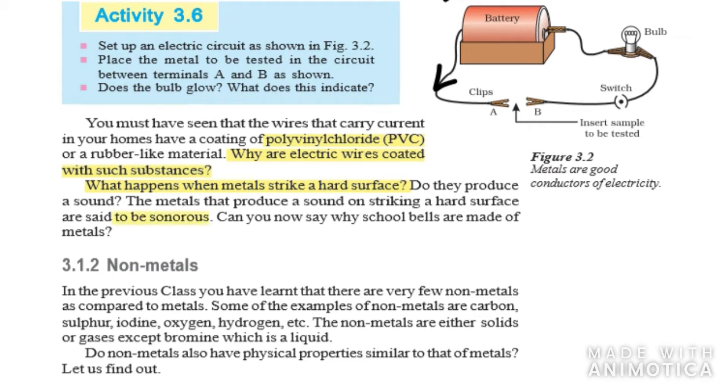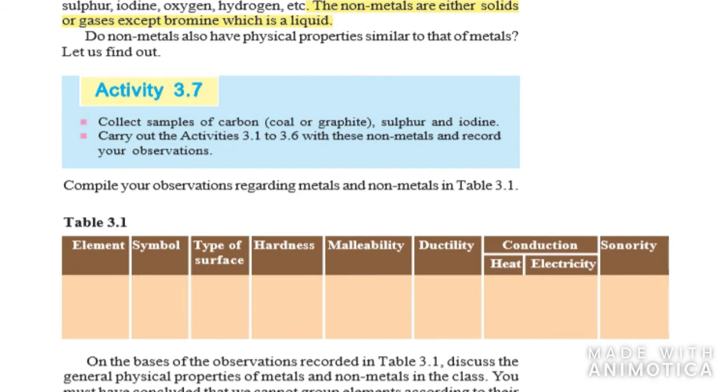So metals that produce a sound on striking a hard surface are said to be sonorous, like in the school bells. So this is about metals. Non-metals are either solid or gases except bromine, which is a liquid. Please mark this point, that bromine is the only liquid among non-metals.